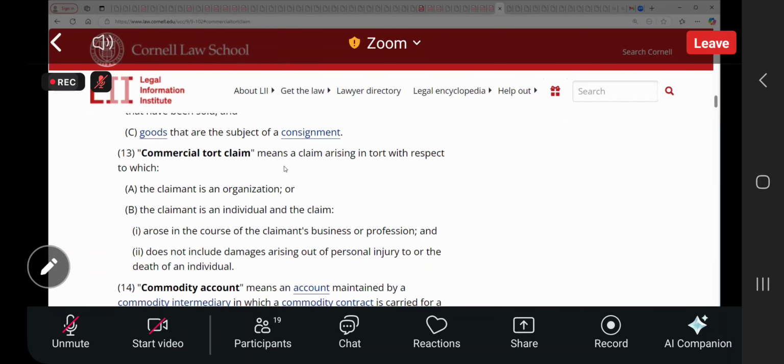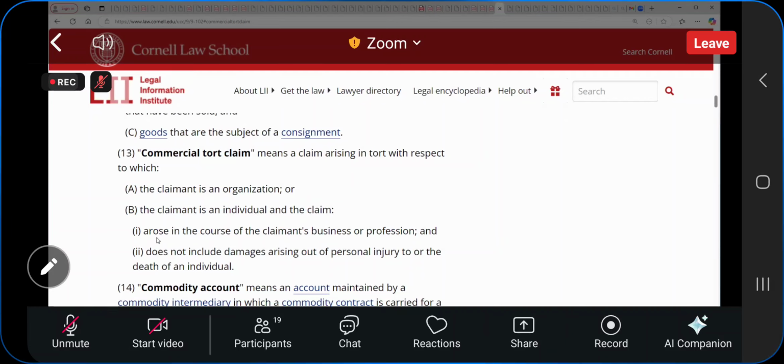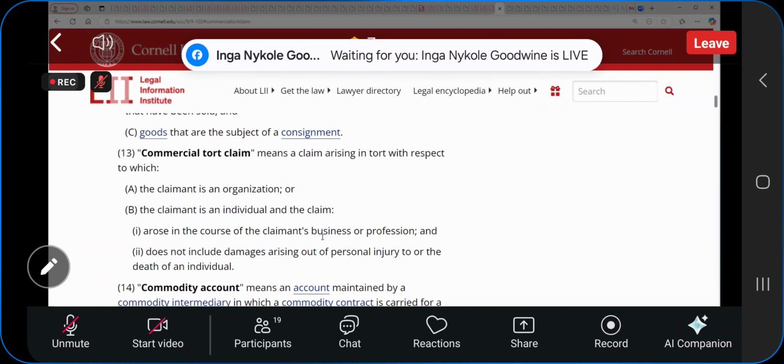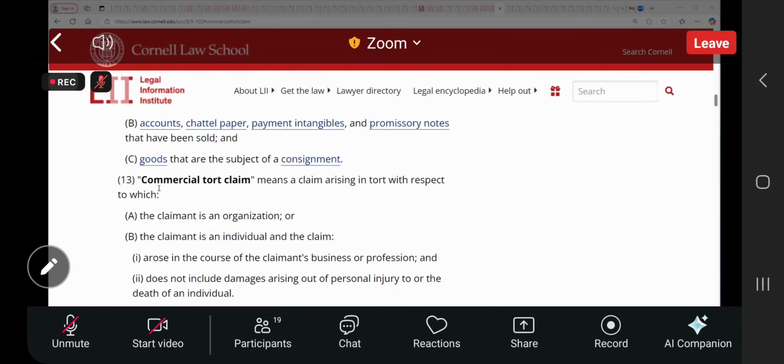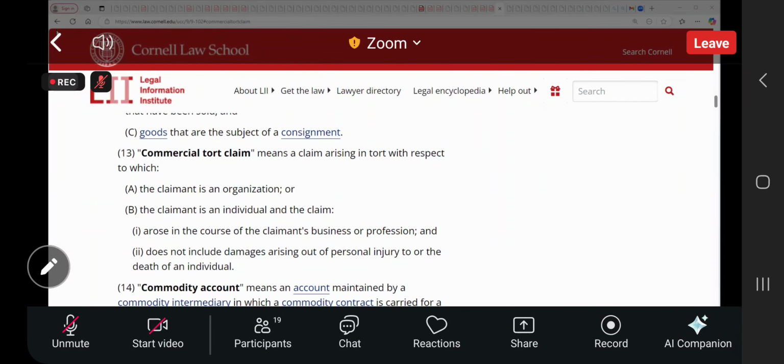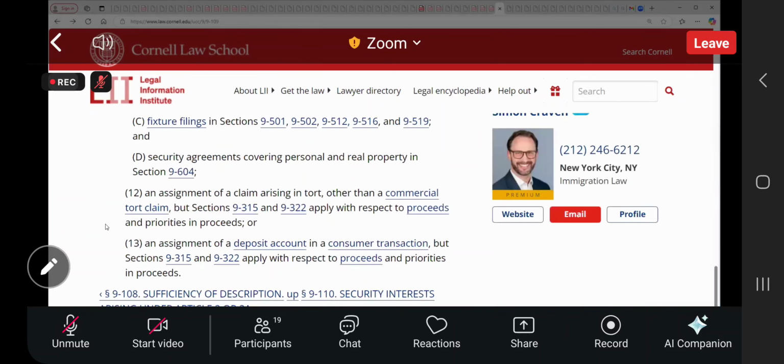13, commercial tort claim means a claim arising in tort with respect to which the claimant is an organization, your trust, or the claimant is an individual, you. And the claim arises in the course of the claimant's business or profession, and does not include damages arising out of personal injury or the death of an individual. So you meet the requirement of a commercial tort claim.